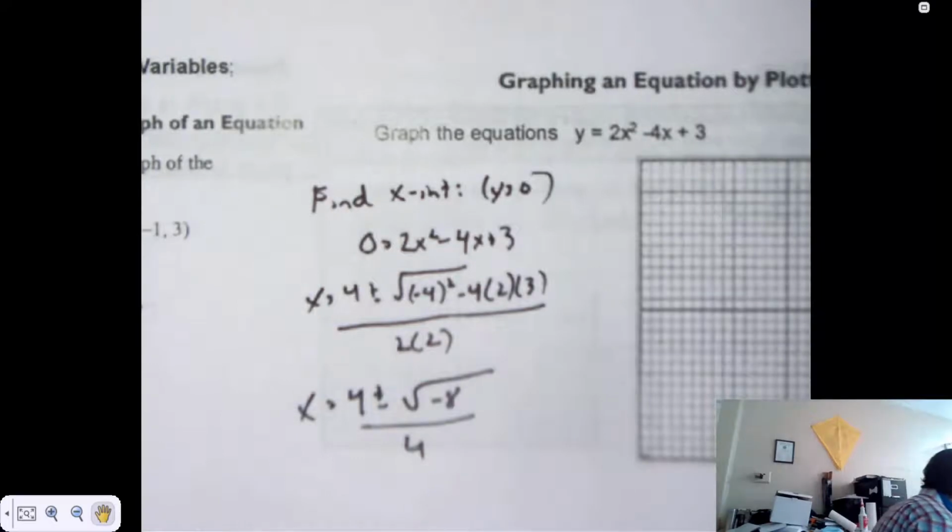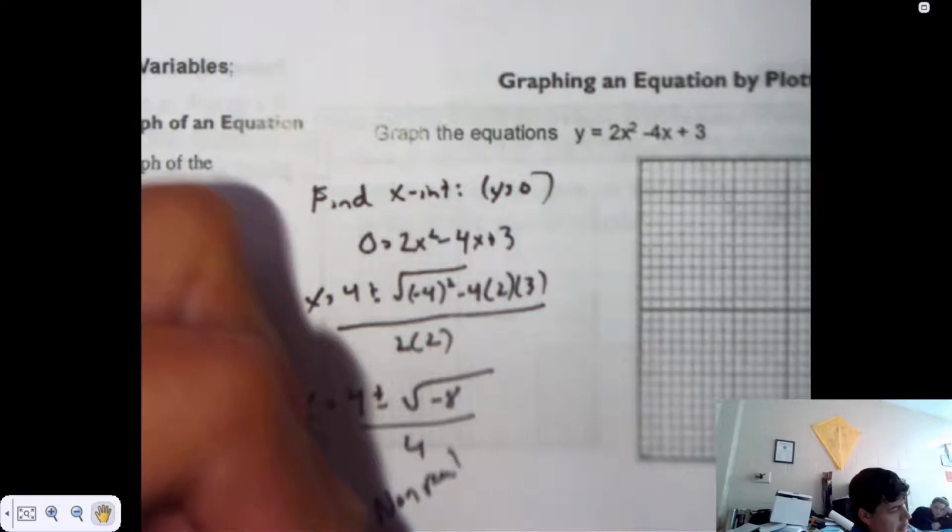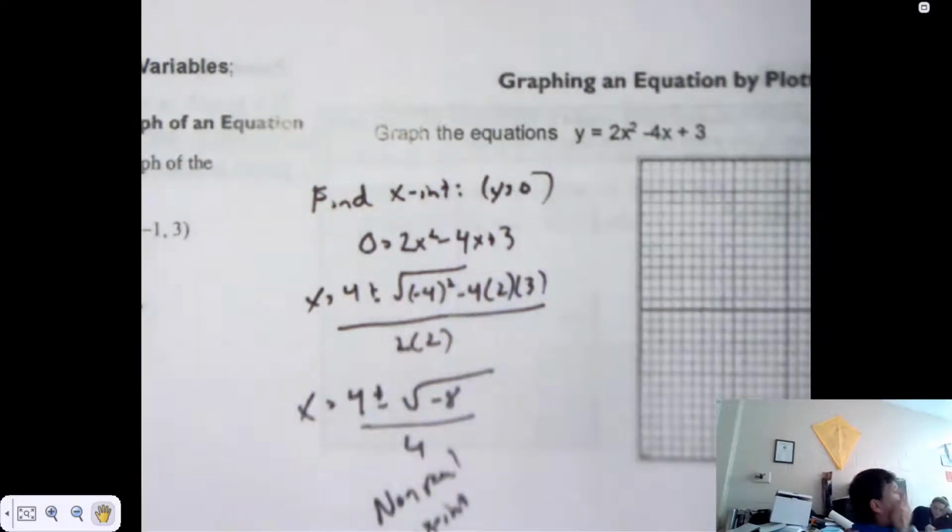Does it have any x-intercepts? I cannot be this much faster than y'all. Does it have any x-intercepts? Why not? It's an imaginary number. This is non-real. So no x-intercepts. Now you always go after that because sometimes it exists. If it does, it makes your life easier.